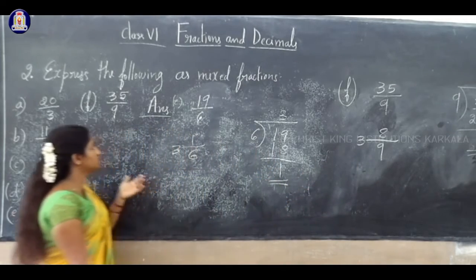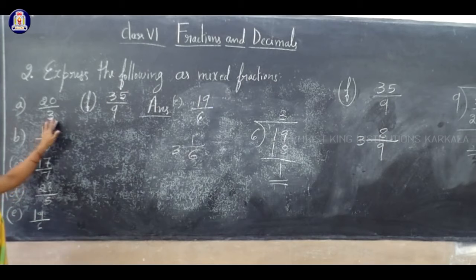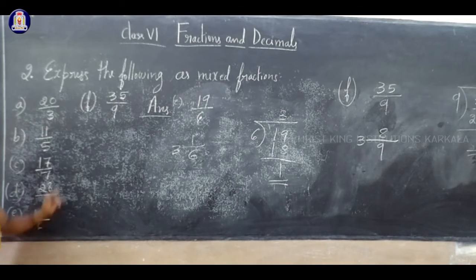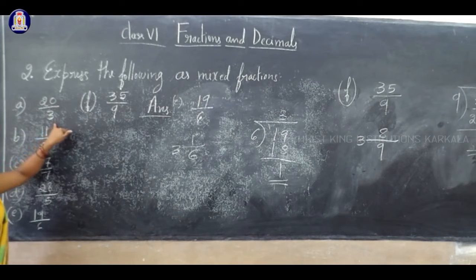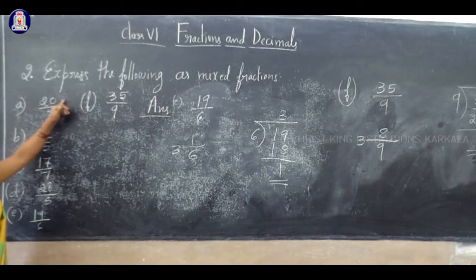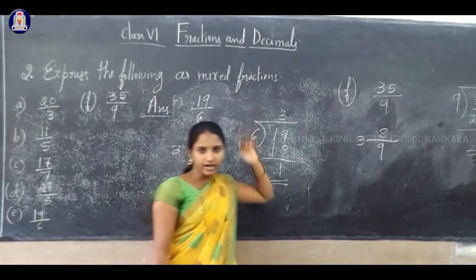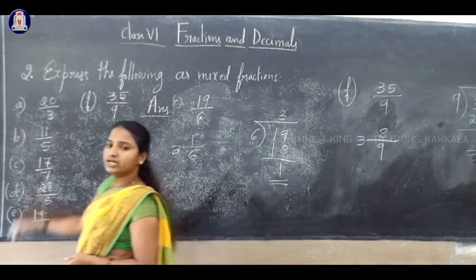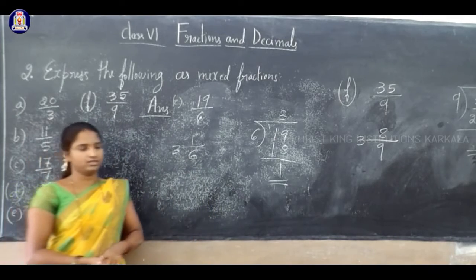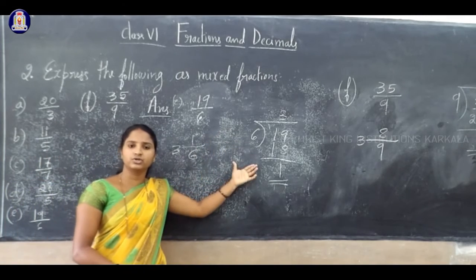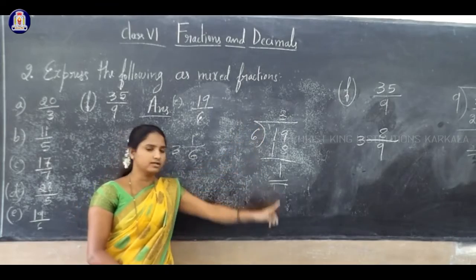The given fractions are improper fractions. Why is it called improper? Because the numerator is greater than the denominator. Numerator is greater than the denominator. So this is what an improper fraction is. So we have to express the following as a mixed fraction. To write in mixed fraction, first you have to divide. You have to find out the quotient. Clear? Remember.